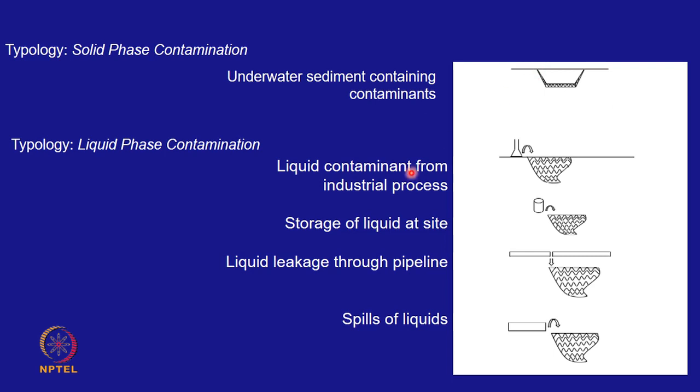The other typology is liquid phase, right? You may be having some liquid coming out of some industrial processes which is leaking at the site itself. Or you have stored the liquid either in a reservoir or in drums or in underground buried tanks, or your liquid has leaked through pipelines, or you have had accident spills. So these are the standard diagrams which are used for defining the typology.